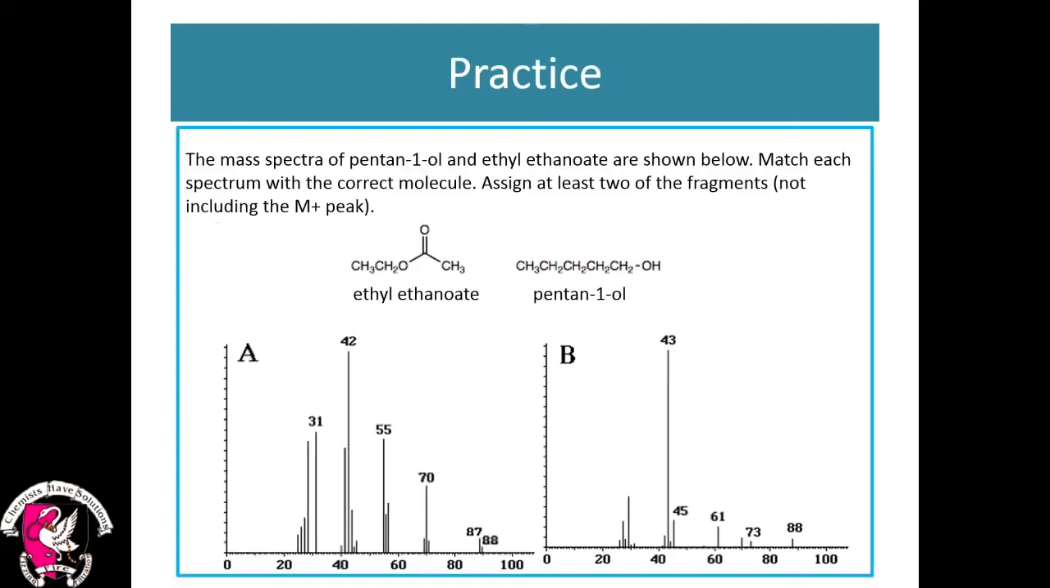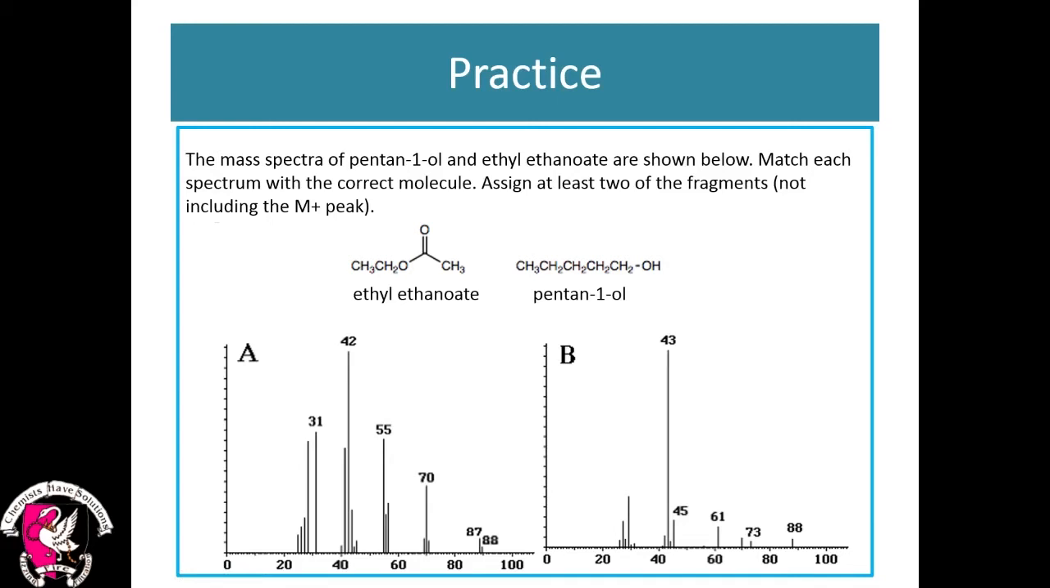So here's a proper practice question. The mass spectra of penten-1-ol and ethyl ethanoate are shown there, A and B, but we don't know which is which. What you've got to do is match the correct spectrum to each of those molecules. You'll need to assign at least 2 of those fragments, not including the M+ peak. So you must assign at least 2 of the actual numbers, okay, so 70, 55, 87, 42, 31, 2 of those to one compound, and 2 of these to the other compound, to prove that you have assigned them correctly.